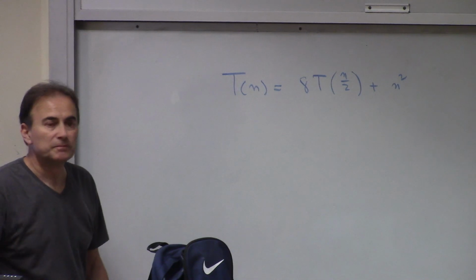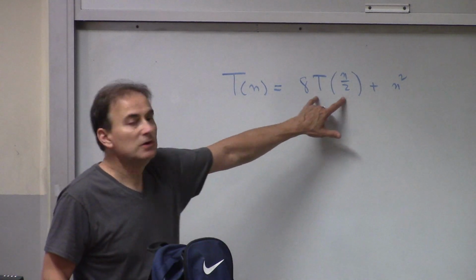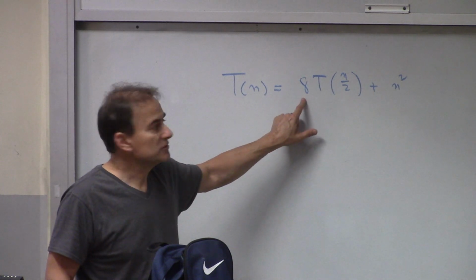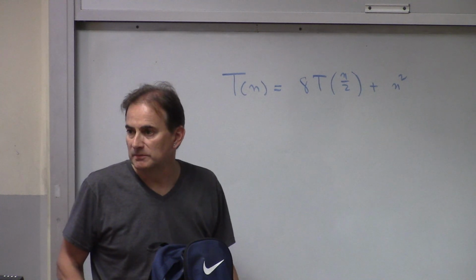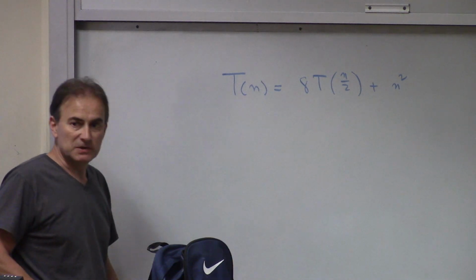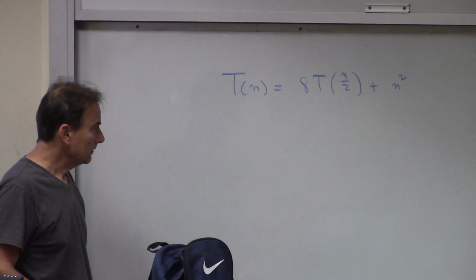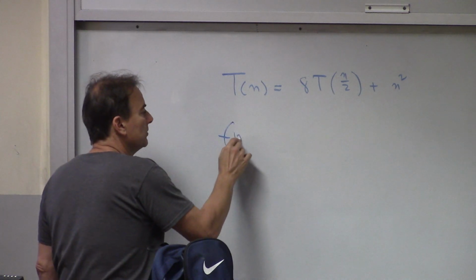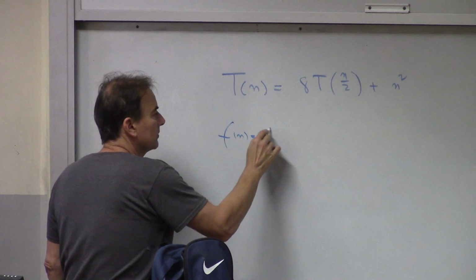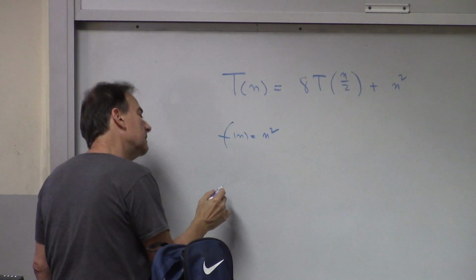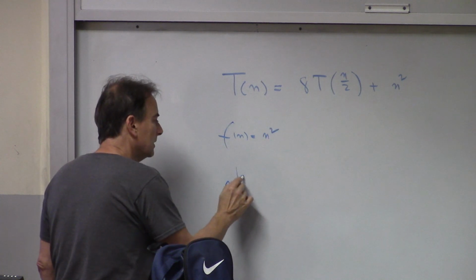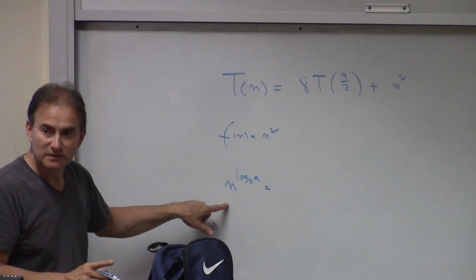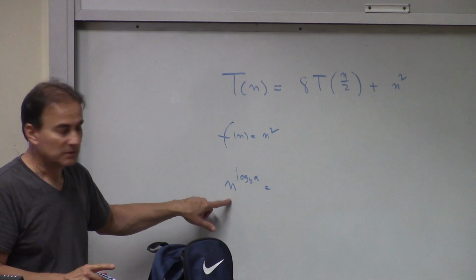Why? Because we see that there's only a single recurrence, and we know that there are 8 branches, and then we have an actual complexity. So we can try to solve it. Let's see how it would come out. So we would have f of n is equal to what? n squared. Good. And then our n to the log b of a, which corresponds to what?